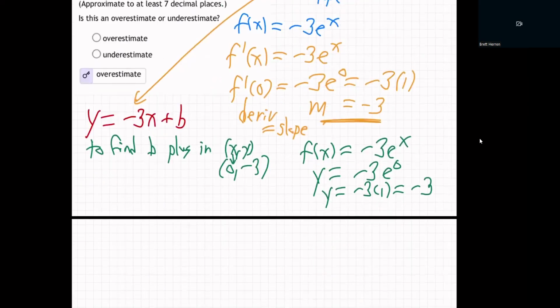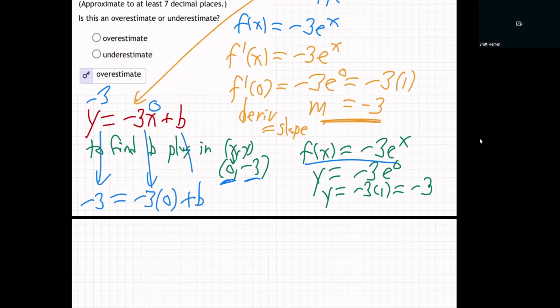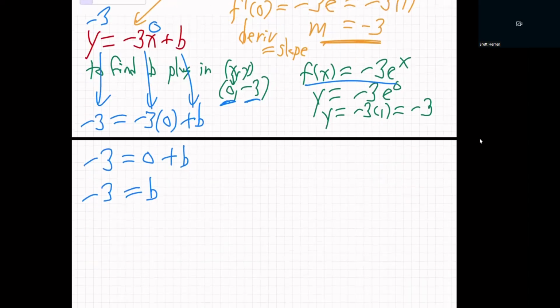So now we can finish by finding the b. Now I'm going to plug in 0, negative 3. For the x, 0. For the y, negative 3. Because that's what I found from the original function. They're going to intersect at the same point. So this becomes negative 3 equals minus 3 times 0 plus b, right? Just bringing these down. So minus 3 equals 0 plus b. So that's easy math. B is minus 3. So we have the equation of the tangent line. Now it's mx plus b. And now we know m, negative 3.